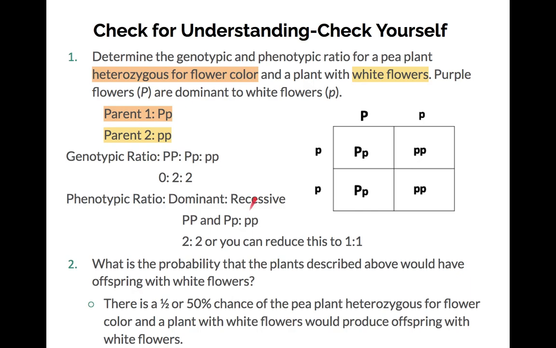Okay, so let's look at this example. So the first one, heterozygous for flower color. I used the big P, little p, heterozygous parent 1, and a plant with white flowers. For white flowers, that would be recessive, so 2 little p's. We go ahead and put our parent 1 gametes here, parent 2 gametes here. We perform this cross and we end up looking something like this.